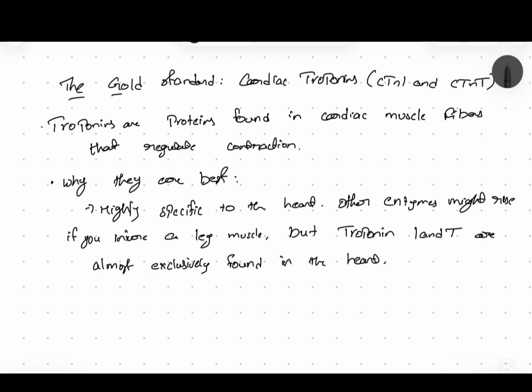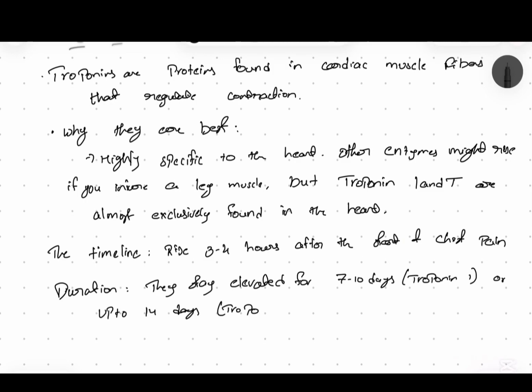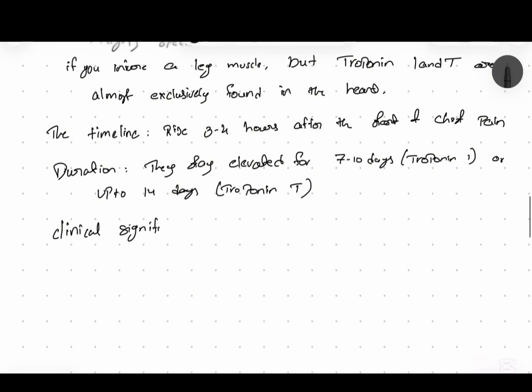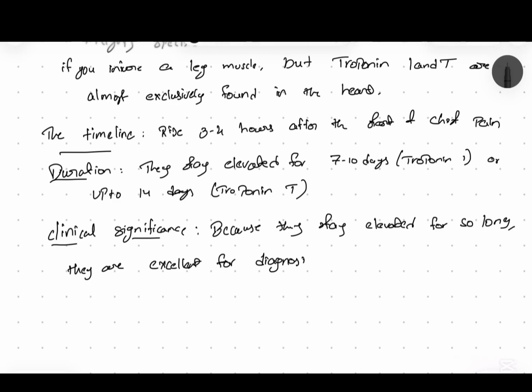Troponins begin to rise 3 to 4 hours after the onset of chest pain. They peak at 12 to 24 hours. And they remain elevated for 7 to 10 days in the case of troponin I, or up to 14 days for troponin T. The significance here is that because they stay elevated for so long, they are excellent for diagnosing heart attacks that occurred several days prior.